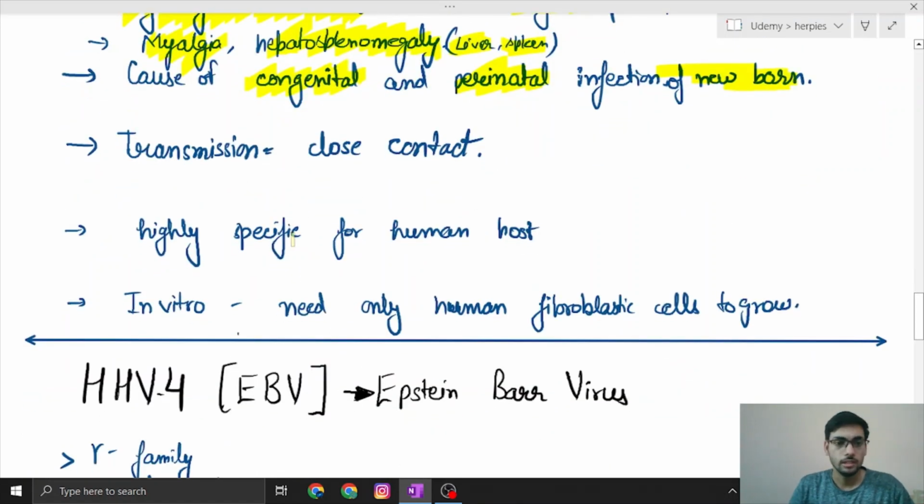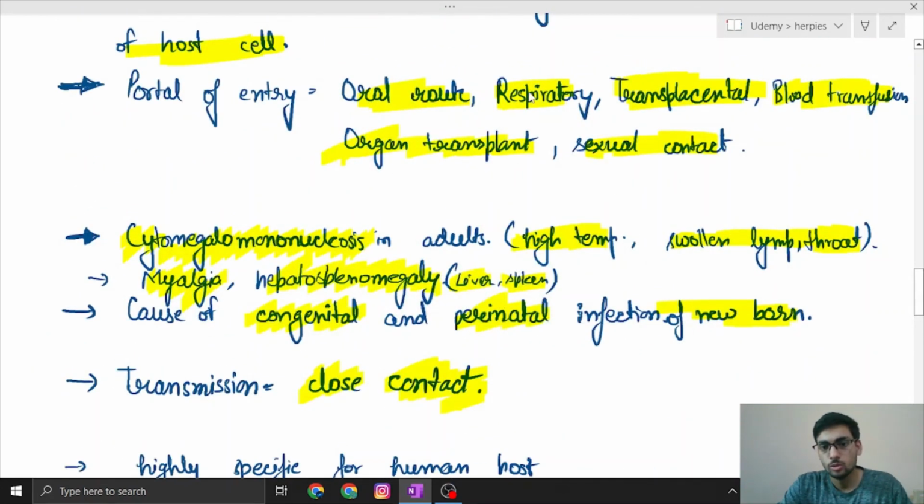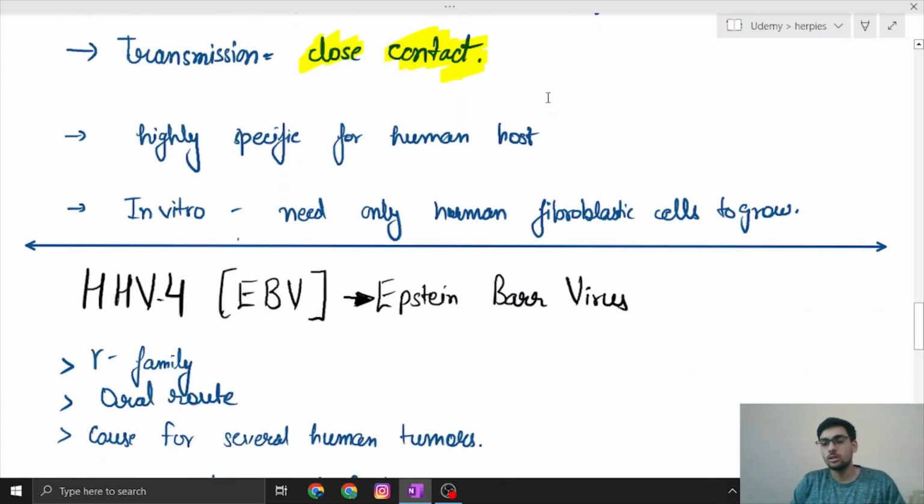From mother to child. Its transmission is of course by close contact. If a healthy individual comes into close contact with an affected individual, then only it can transmit. Like I have discussed here, the oral route, respiratory route, transplacental, blood transfusion, organ transplant and sexual contact are totally direct contact. In the case of the oral route, while you are kissing, or in the respiratory route, when you are close to somebody and saying something to them, it can cause viral transfer from an infected to a healthy individual.